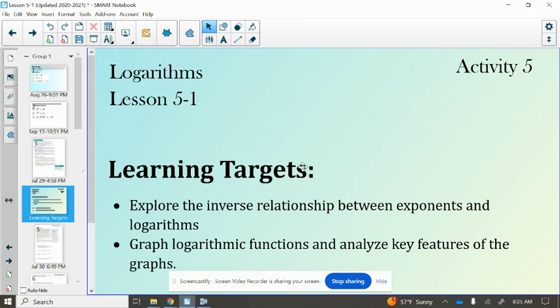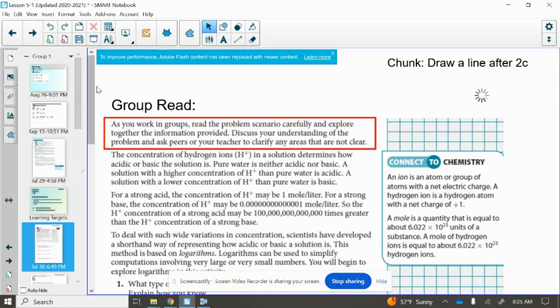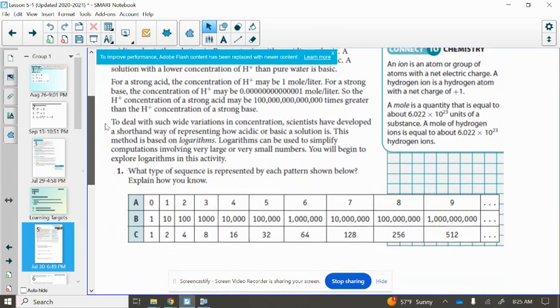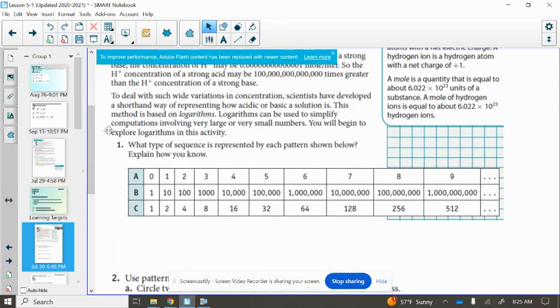Hi everyone, today we are talking about lesson 5.1, the beginning exploration of logarithms. Today's lesson is starting on page 59. Now on page 59, we see this little chart here that is dealing with the method of logarithms.